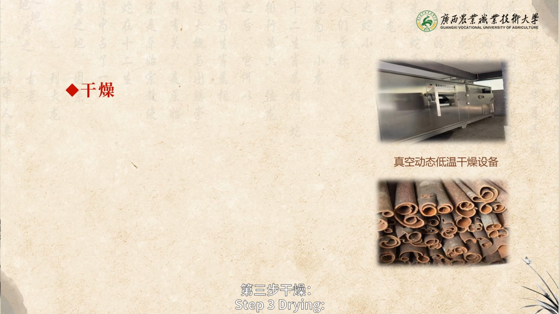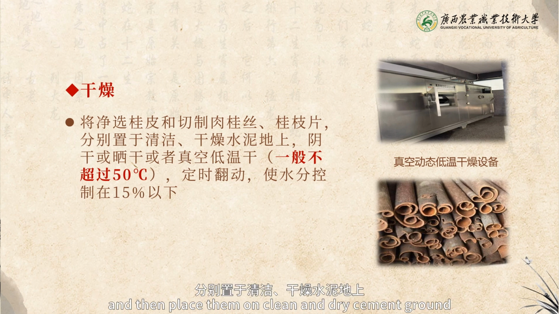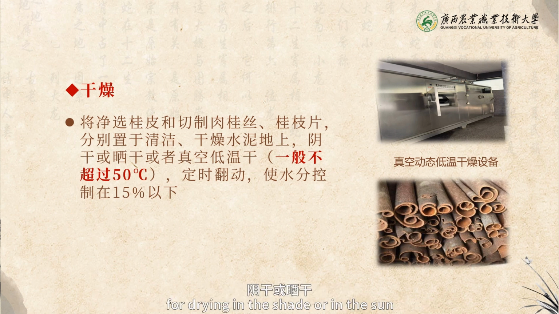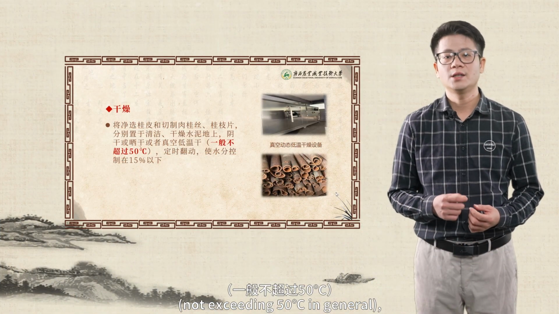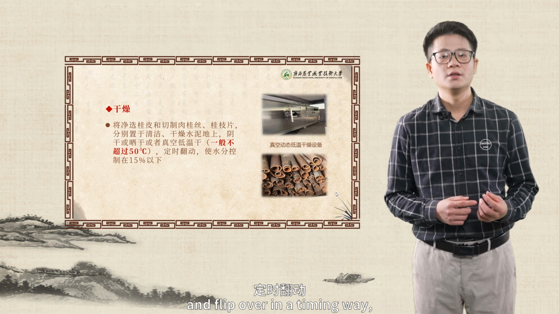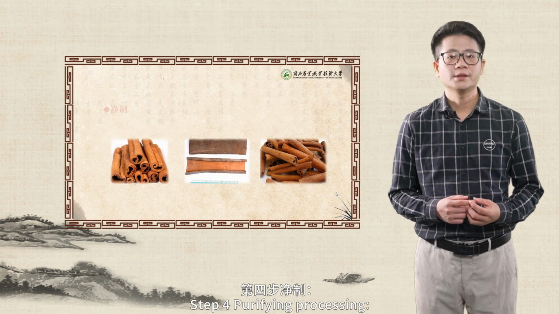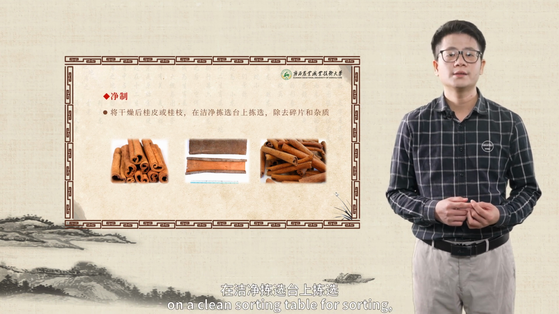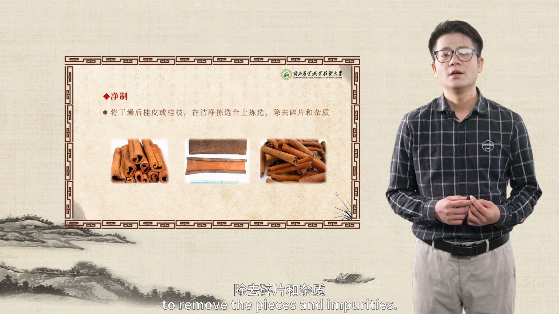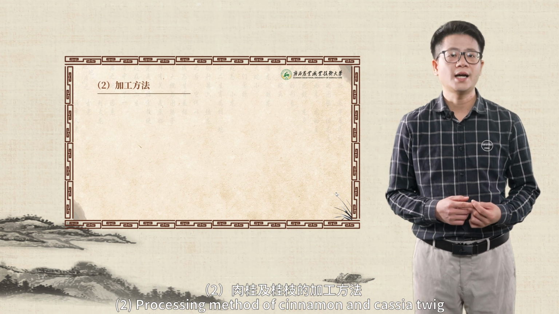Step 3: Drying. Cut the cassia barks after purifying selection into shredded cinnamon and cassia twig slices, and then place them on clean and dry cement ground for drying in the shade or in the sun or under vacuum low temperature condition, not exceeding 50 degrees Celsius in general, and flip over in a timing way, to control the water content below 15%. Step 4: Purifying processing. Place the dried cassia bark or cassia twig on a clean sorting table for sorting, to remove the pieces and impurities. 2. Processing method of cinnamon and cassia twig.